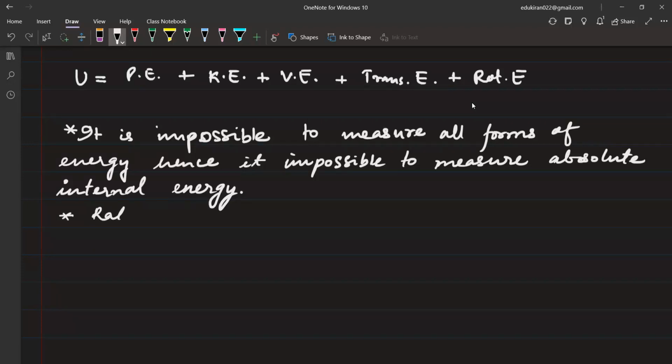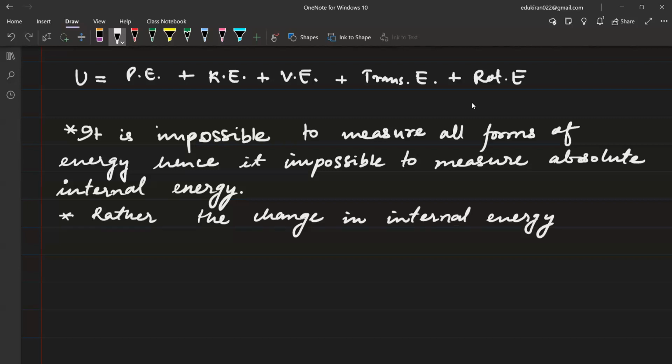Okay, please write next. Rather, the change in internal energy can be measured. So what we will say, delta U, change is represented by delta, U will be equal to the internal energy final minus internal energy initial.